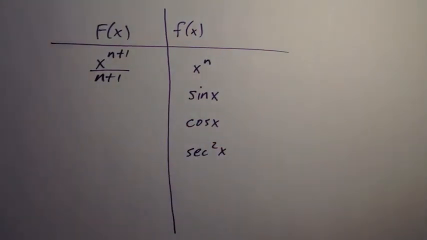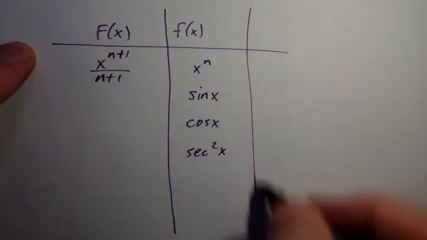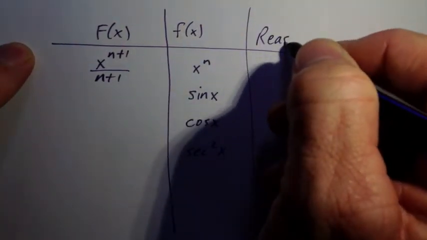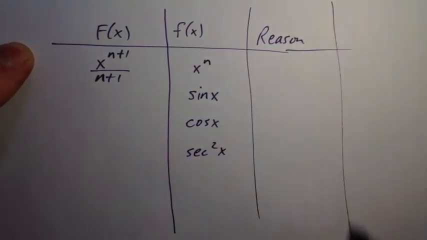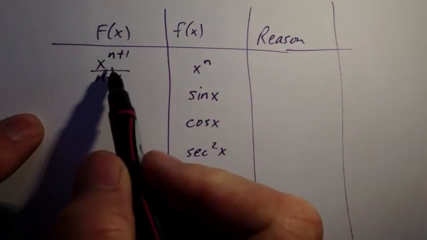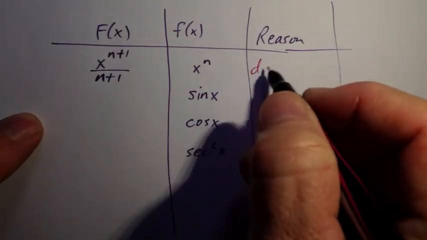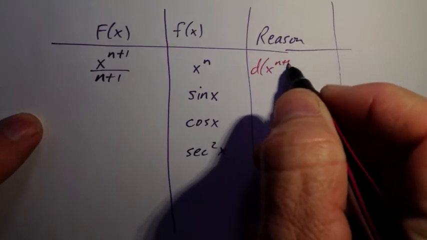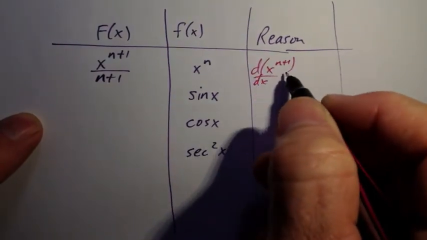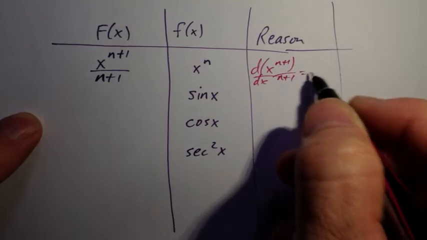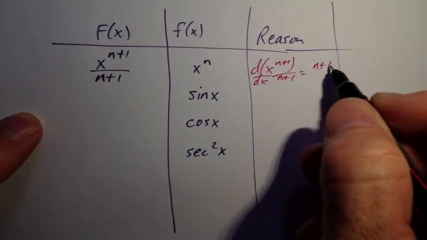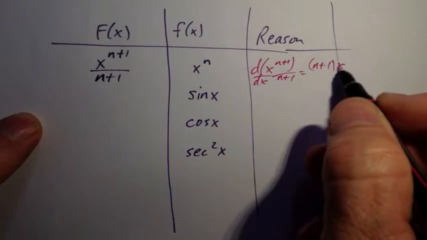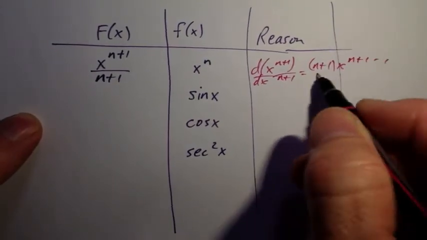And we should also keep in mind the reasons for these. Maybe it'd be good to put another column. This would be the reason column, okay? So the reason why these capital F of x's are the antiderivatives is because the derivative of x to the n plus 1 over n plus 1 is equal to n plus 1 times x to the n plus 1 minus 1 all over n plus 1.